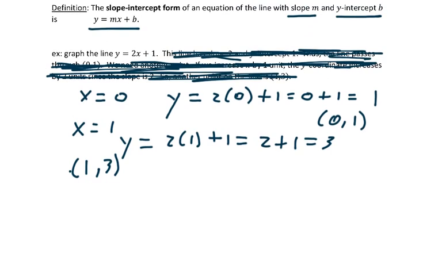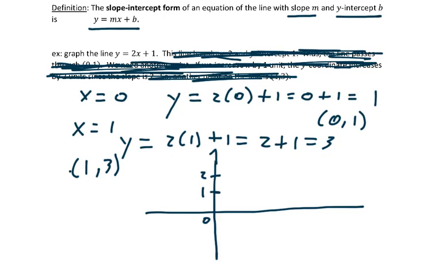So just like before, we plot the points, and then we connect them. We have 0. Here's 1, 2, 3, and that's our y-axis. Here's x. This is 0, 1, 2. So we have 0, 1 and 1, 3. And now we connect. And notice I'm putting arrows on the end of the line. It's always good to do that. But this is the line that we get, the line whose equation is y equals 2x plus 1. Okay.